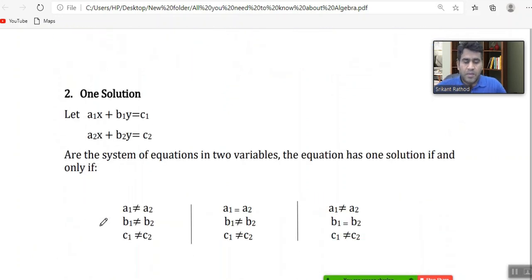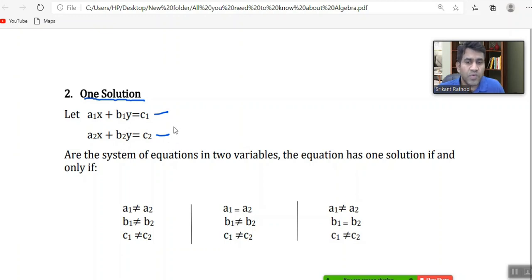Okay, let's move to another condition, when we can say a system of equations has one solution. So what is the condition, or how can we say the system of equations has one solution? Let's consider another example, or the same equations, referring to the previous one. This is a1x plus b1y is equal to c1, a2x plus b2y is equal to c2.